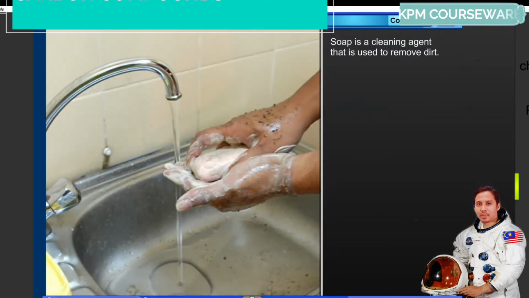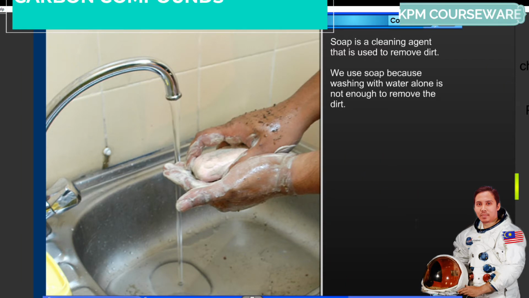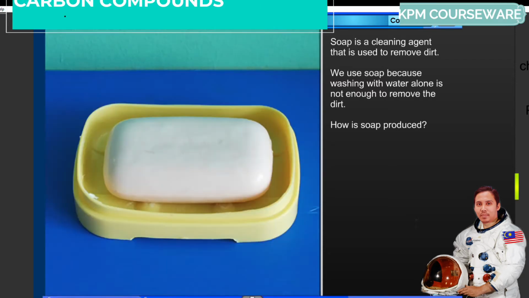Soap is a cleaning agent that is used to remove dirt. We use soap because washing with water alone is not enough to remove the dirt. How is soap produced?